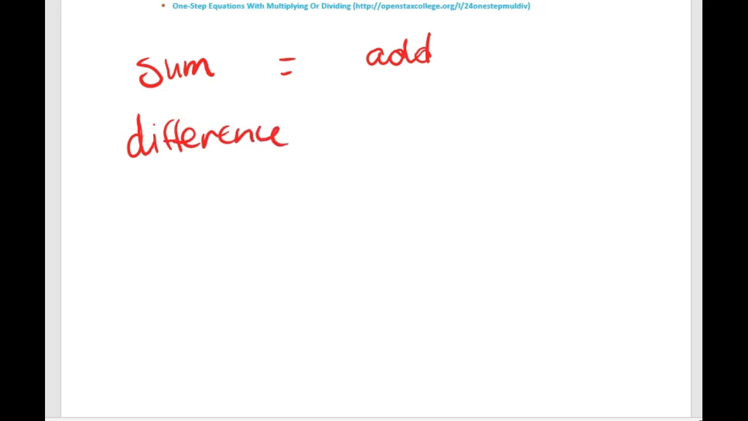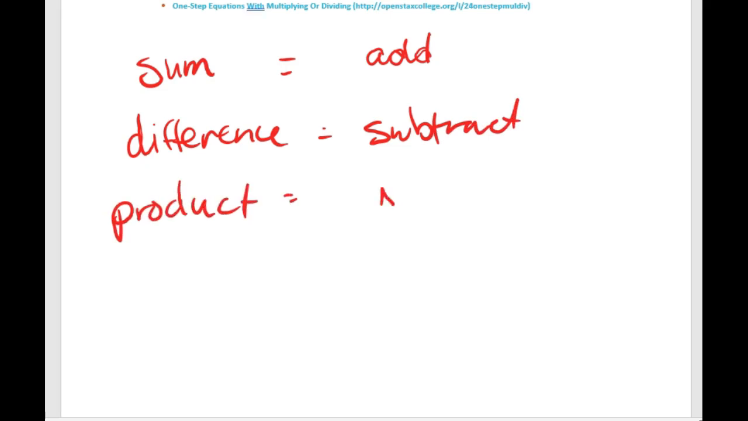How do I know if I'm going to add? One of the words that I know is sum. Sum is the answer when I add, so if I see the word sum, I know I'm going to add. If I see the word difference, that means I'm going to subtract. If I see the word product, that means I'm going to multiply. And if I see the word divide, dividend, or quotient, that means I'm going to divide.